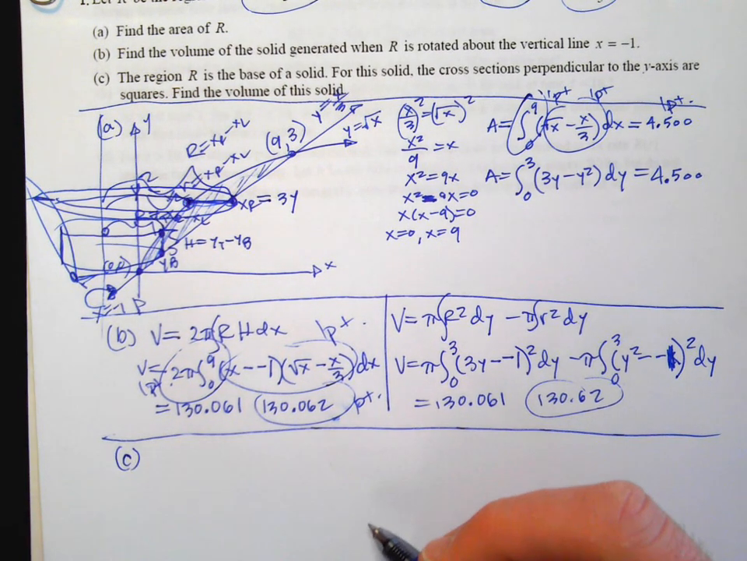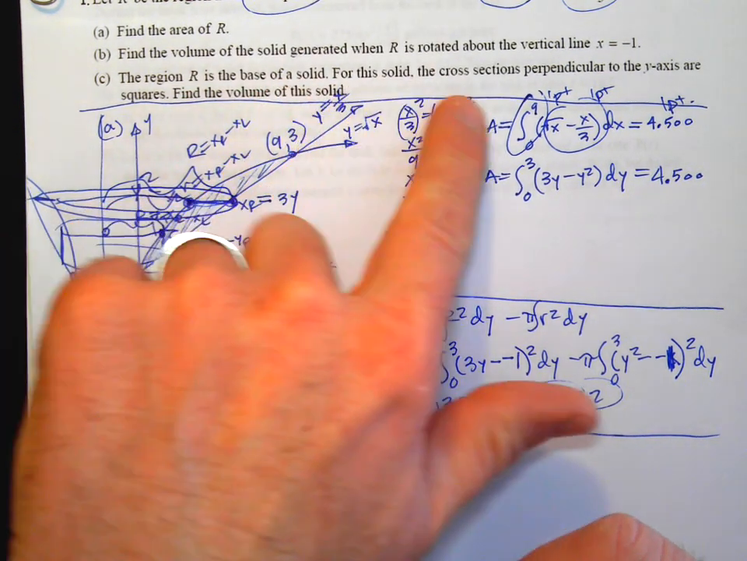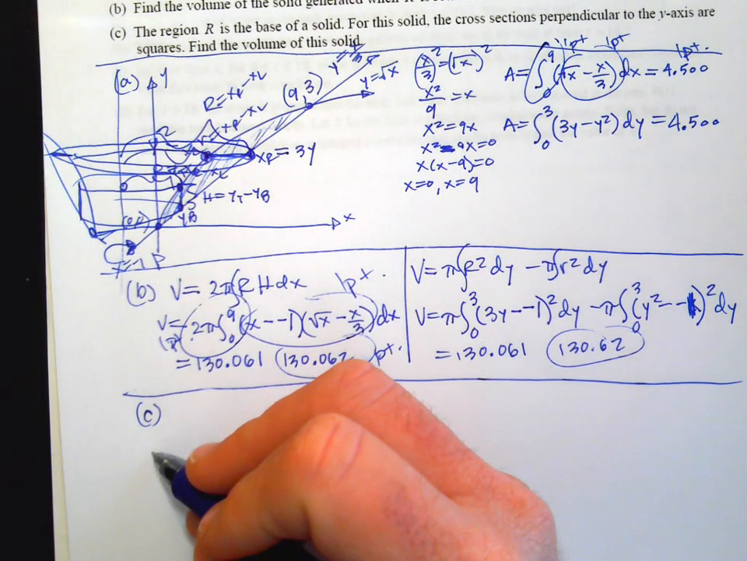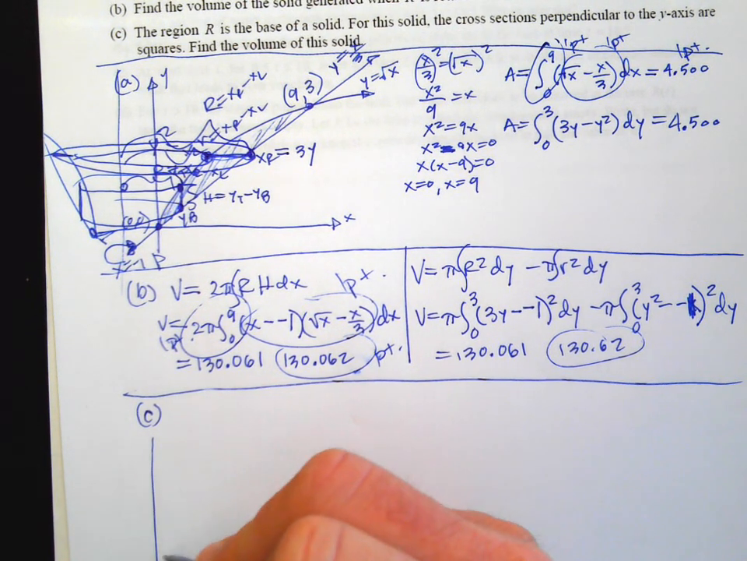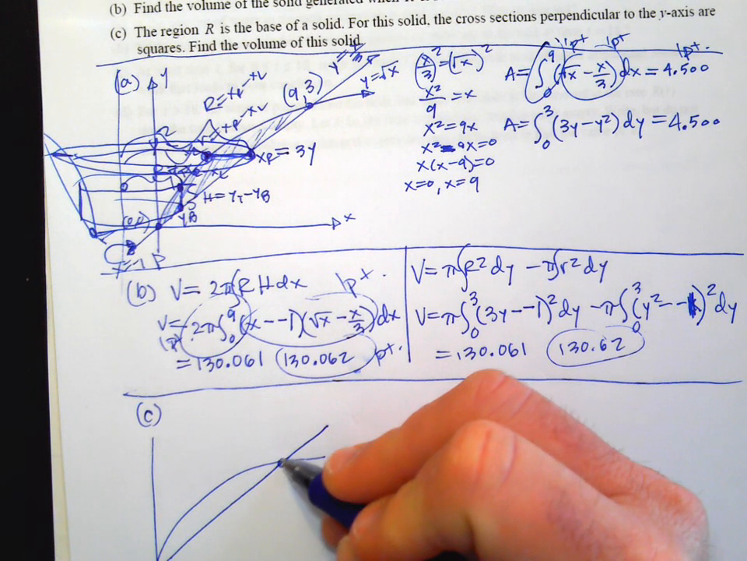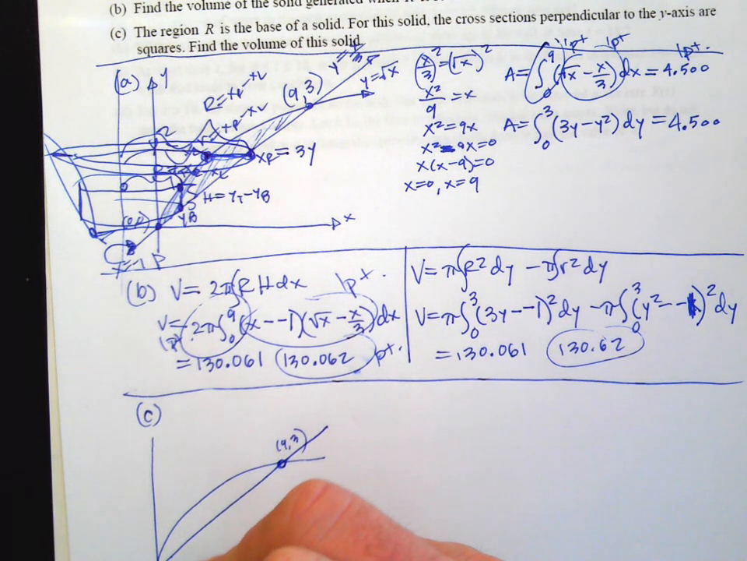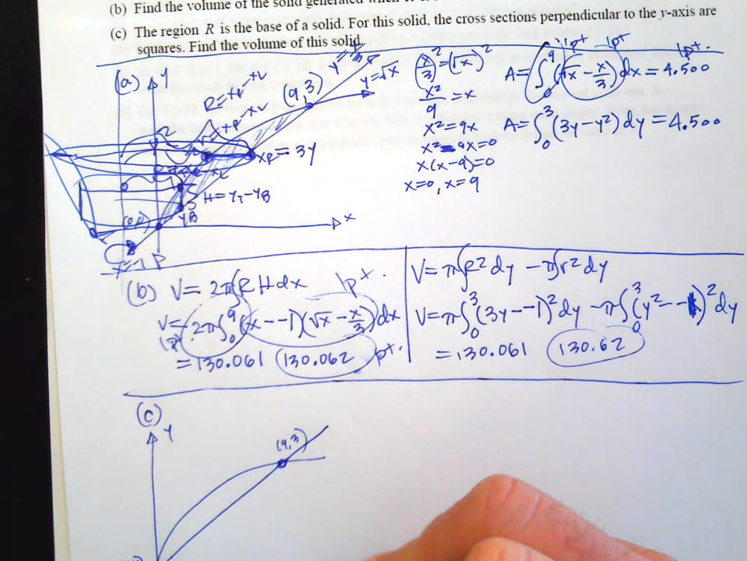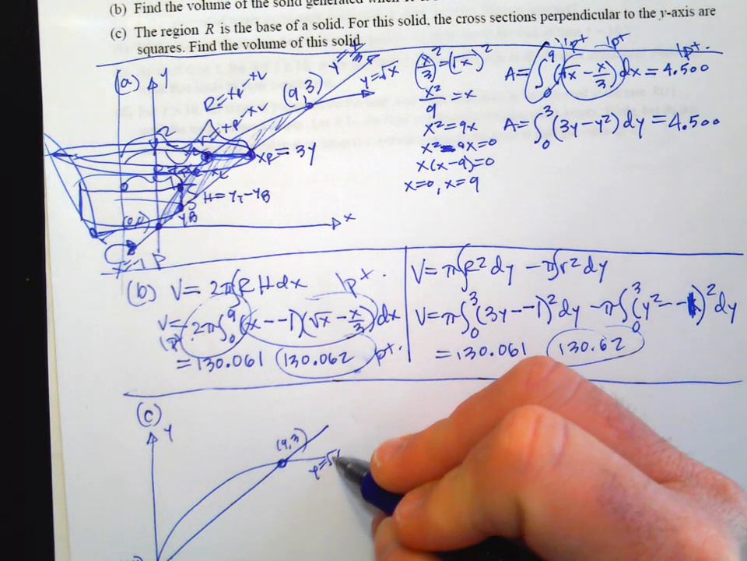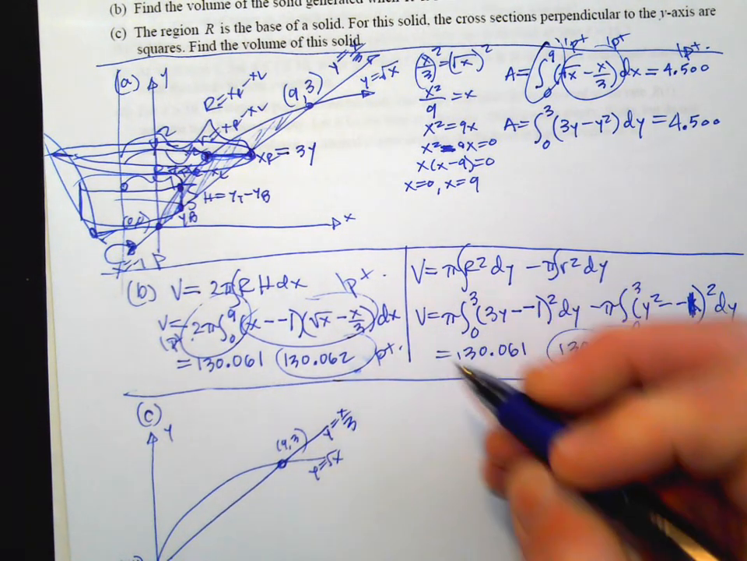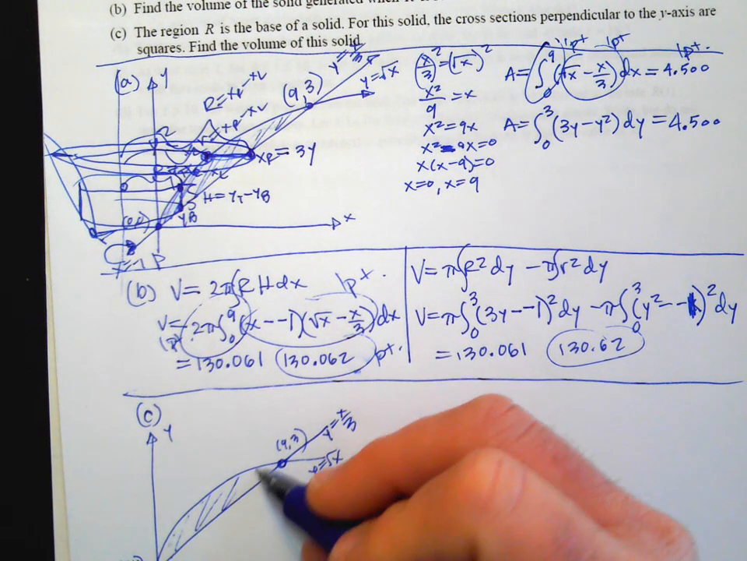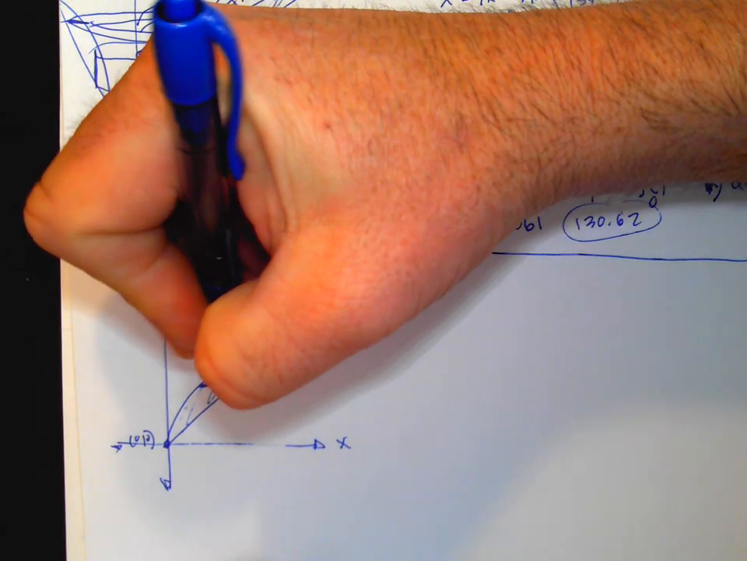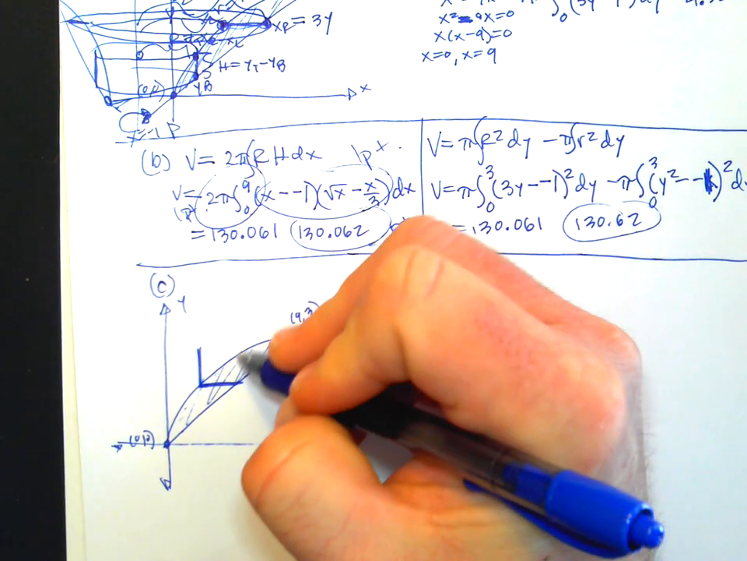C, let region R be the base of the solid. For the solid, cross sections perpendicular to the y-axis are squares. Find the volume of the solid. So this is volume by cross section. So I'm going to just draw these again real quick. And this is the square root of x, and this is x over 3. And so this is the base of your 3D shape. But they said that they're perpendicular to the y-axis, which is kind of rare. Usually they are vertical. But draw one slice.